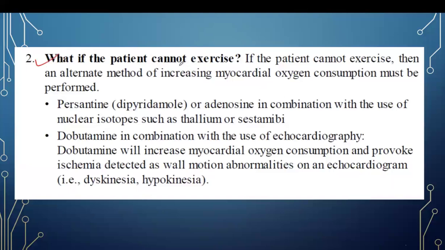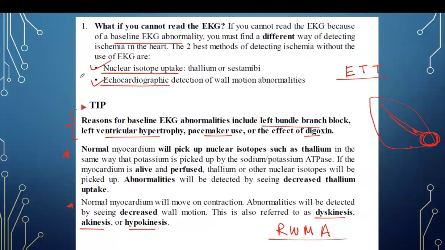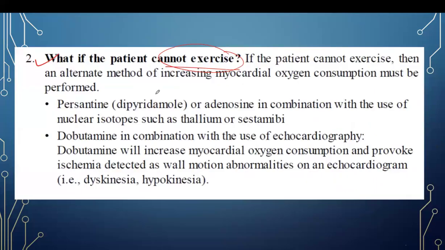So the next thing is, what if your patient cannot exercise? So this patient can exercise, but the problem is ECG abnormality. What if your patient cannot exercise? Then you have to give something to the patient which will make the heart work as if it is exercising. So you do a chemical induction. We have a few chemicals which can be given, and they can actually make the heart work, as if you are running. They are called dipyridamole or adenosine.